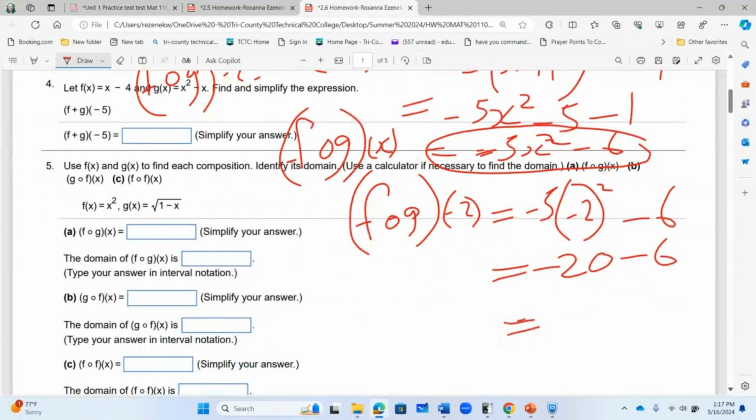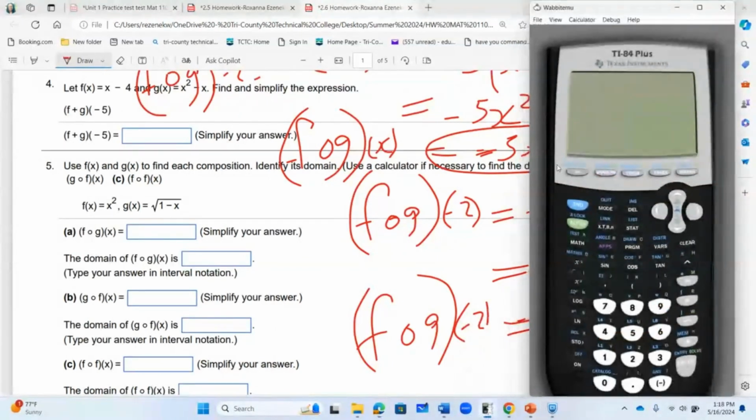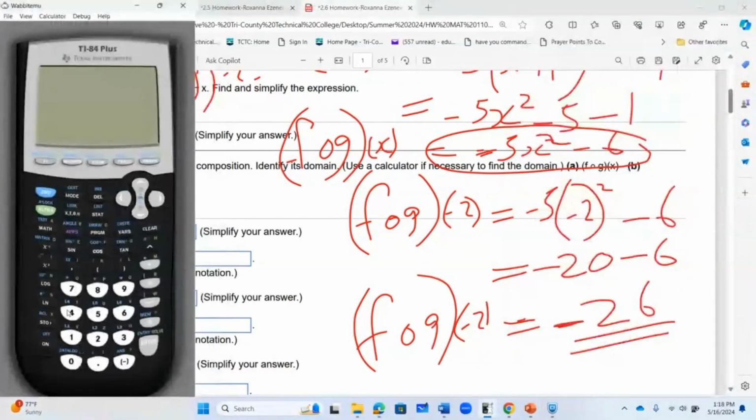So let's use our calculator. You can check your work. It's always good to check your work if they give you this kind. So therefore, f composed of g of -2 is -26. We will check our answer with calculator. So I'm going to pull my calculator up. Turn my calculator on.